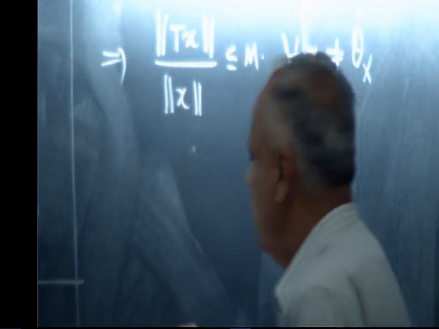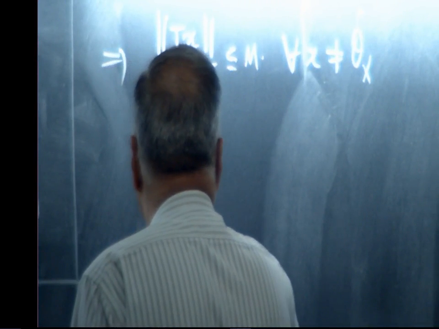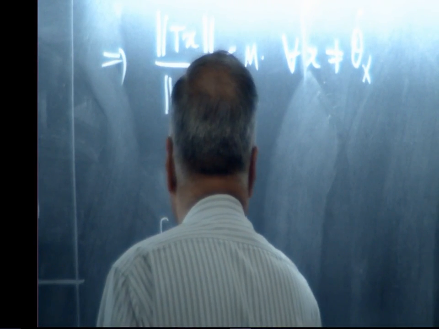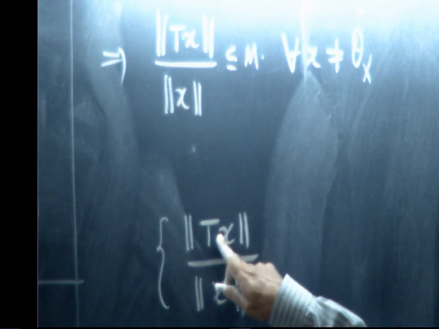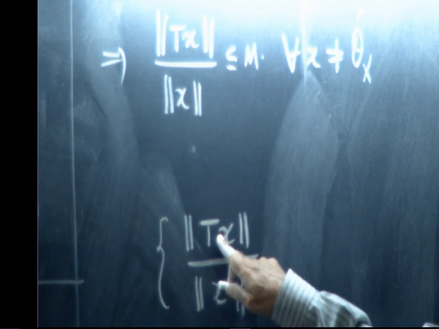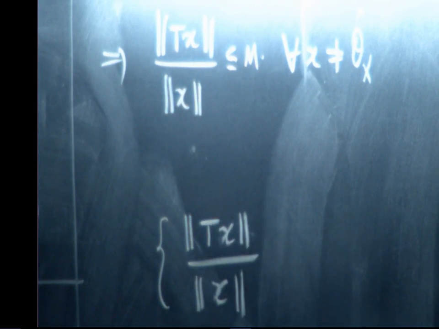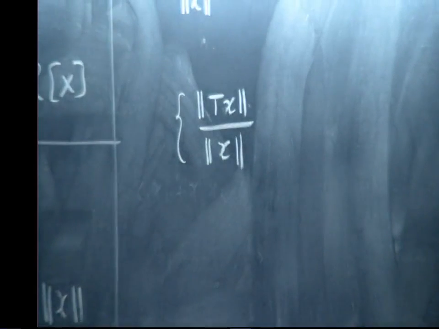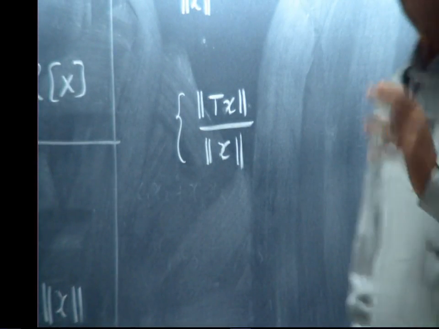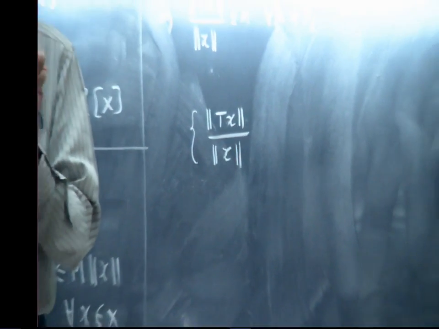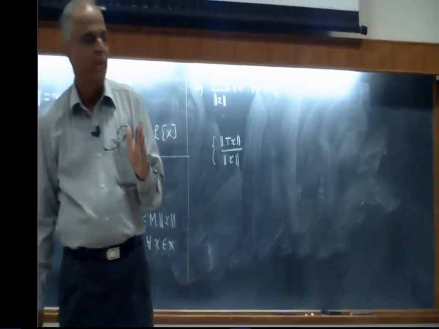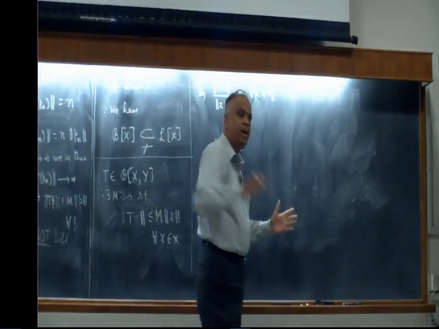Now let us look at this ratio. What is this ratio? This is a number. What sort of a number? A non-negative number, because the norm of anything is always a real number greater than or equal to 0. So the numerator is a non-negative real number, and the denominator is a non-negative real number. So the ratio is going to be non-negative, greater than or equal to 0. So they are bounded below. And what this says is this is also bounded above.